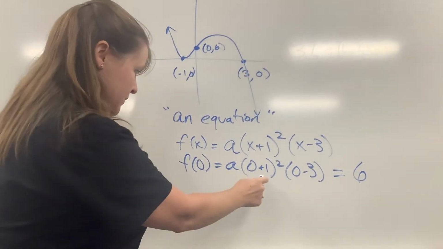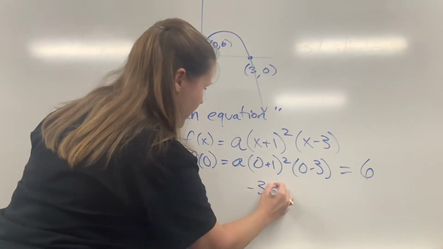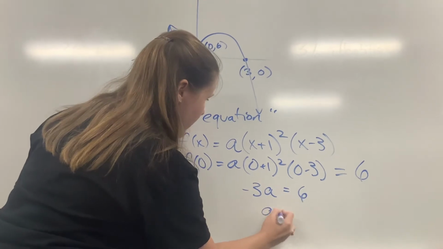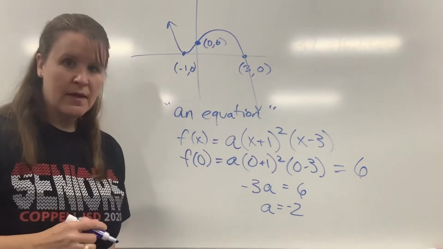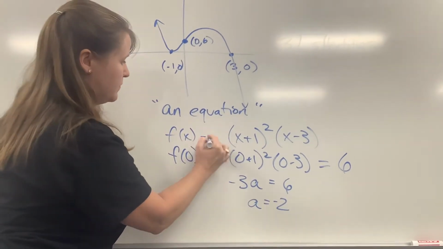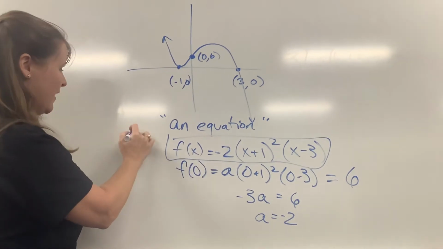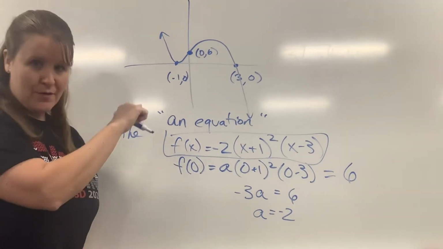Okay, so now what is this? 1 squared times, so this is a negative 3a is equal to 6. So a would equal a negative 2. And so this enables us to find the equation based on that other point right there. So that's the difference between the equation and an equation.